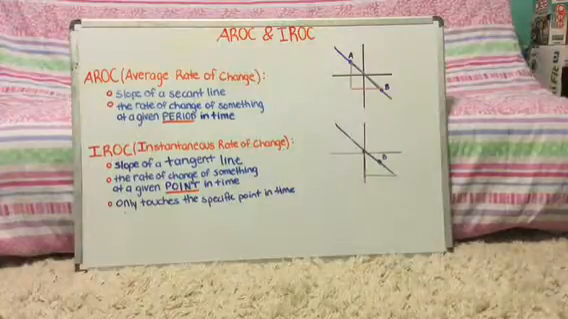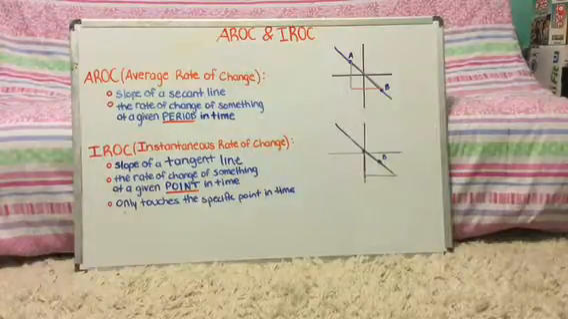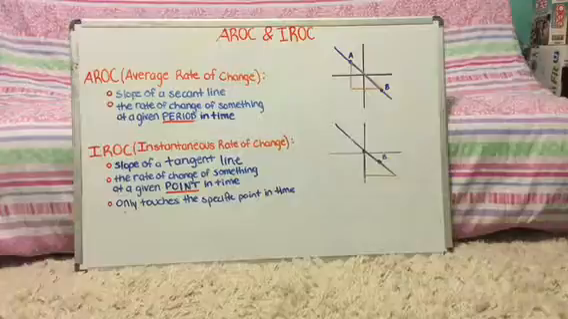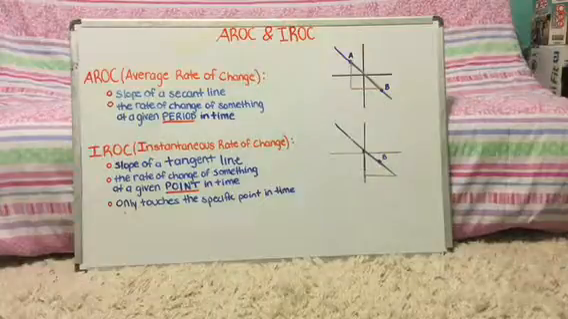To give you a brief understanding of what both of these are, AROC stands for the average rate of change, or the rate of change of something at a given period in time. Now I want you to take notice of "period" in the definition. This will help us to determine the difference between AROC and IROC.